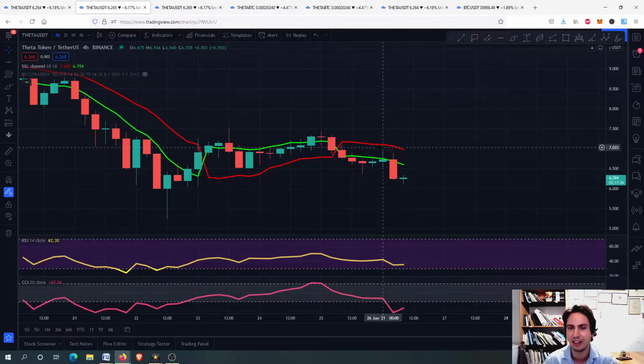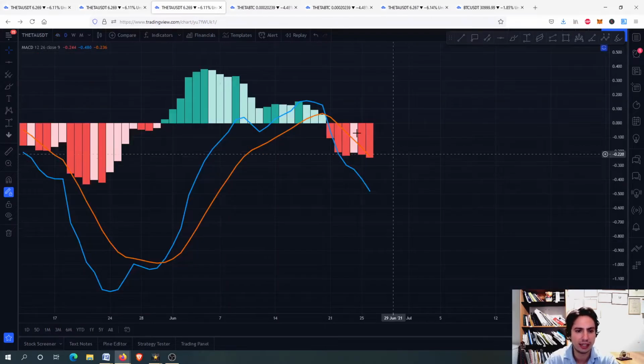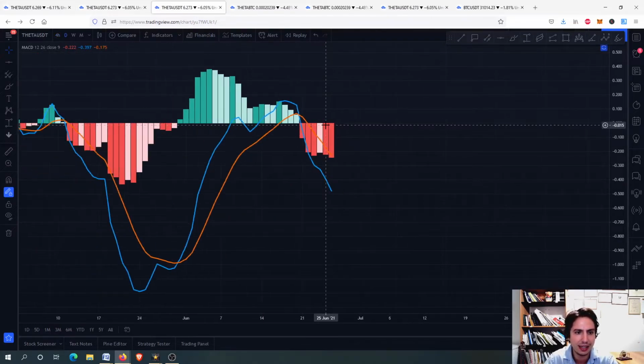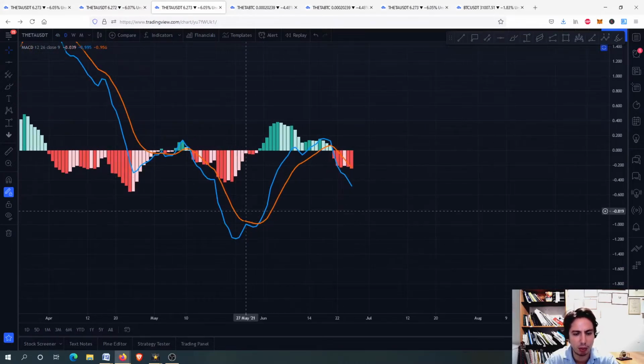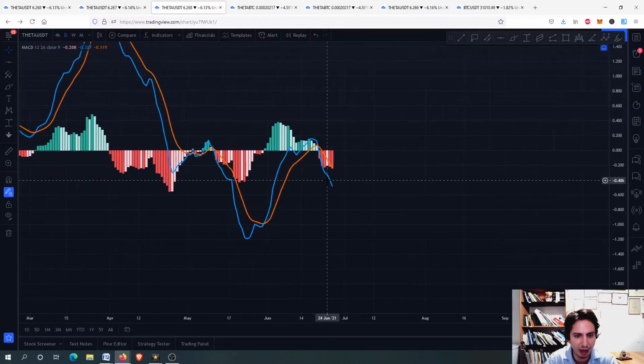Of course, we don't have any buying opportunity according to the SSL channel indicator. Let's go now to the daily frame, the MACD. In the daily frame, guys, it isn't looking good. We had a very nice bullish cross here, but now we are going down again.